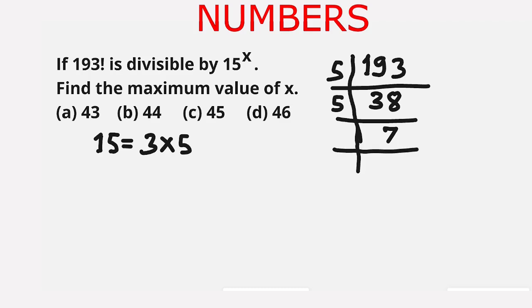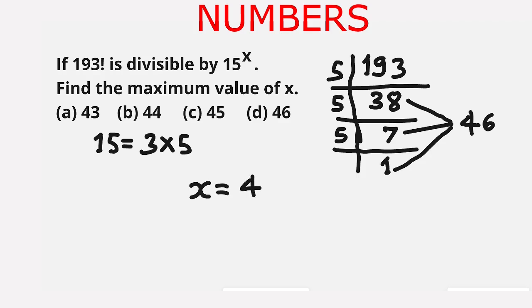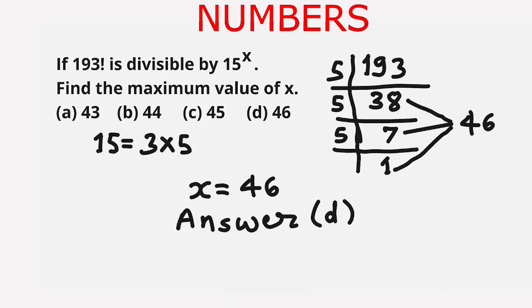We again divide the quotient found, which is 7. 5 divides 7 for 1 time, and we add all these successive quotients. 38 plus 7 is 45, plus 1 is 46. So the maximum power of 5 in 193 factorial is 46, and that will be the maximum power of 15 in 193 factorial. And from here we find the value of x, which is equal to 46. And from the given options, our answer is option D, 46.